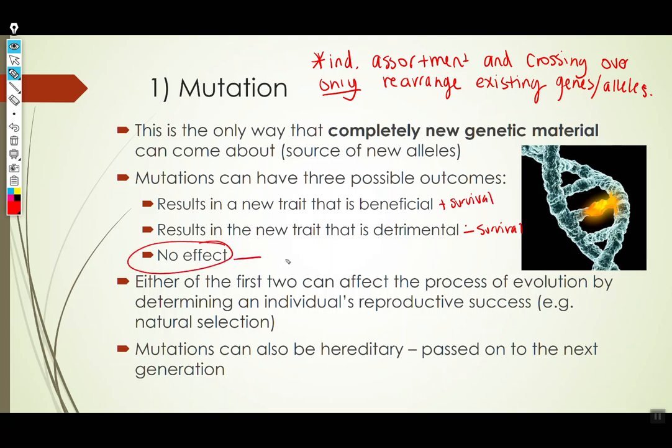So let's say you change the DNA such that the resulting mRNA has a codon change, but it is, let's say, CCC. And then this C is changed to CCA. Still proline, so even though a mutation has occurred, there's no difference in the outcome. So that's an example of a silent mutation. It doesn't do anything. Either of the first two, so let's asterisk those, can alter the process of evolution by determining an individual's reproductive success. And mutations can also be hereditary, which means that they can be passed on to the next generation.